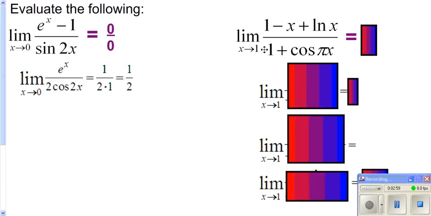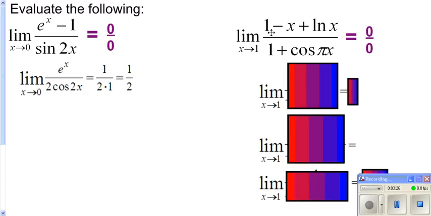Same idea over here. We're going to plug in our 1. We'd have 1 minus 1, which you know is 0. Natural log of 1, which means e to what power is 1, that is 0. So you get 0 plus 0, which is 0. Plug in 1 here, you get cosine of pi, which you know is negative 1, plus your 1 is 0. So you get 0 over 0 once again, which is an indeterminate form.